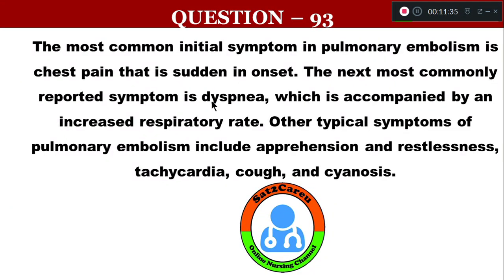The rationale: the most common initial symptom of pulmonary embolism is chest pain that is sudden in onset. The next most commonly reported symptom is dyspnea, which is accompanied by an increased respiratory rate. Other typical symptoms of pulmonary embolism include apprehension and restlessness, tachycardia, cough, and cyanosis.